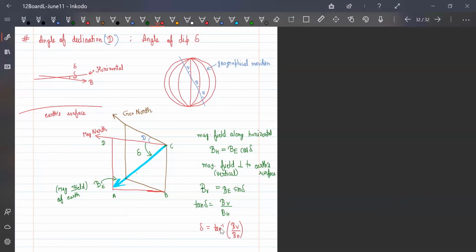Sir, so angle of dip is angle between Earth's surface and magnetic needle, right? Earth's surface and magnetic field, yeah. Horizontal and magnetic field direction, each direction.